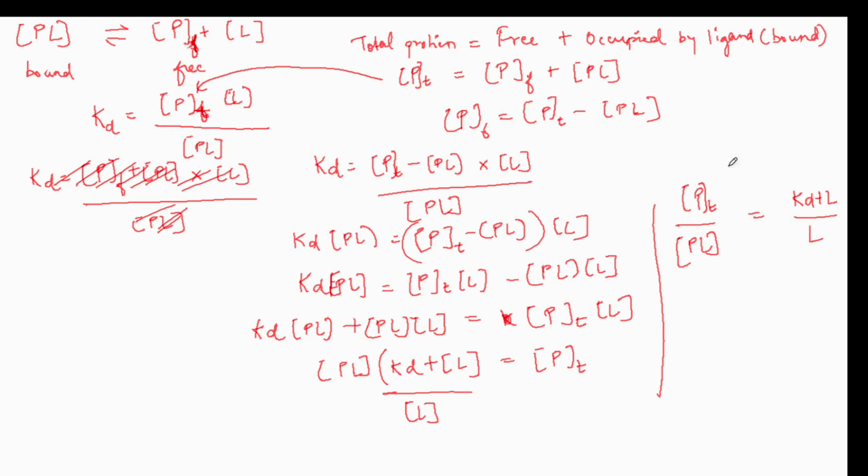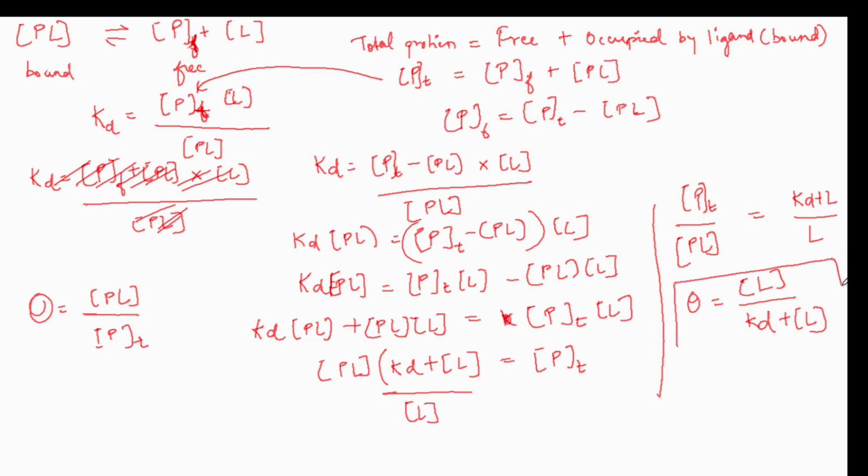But we already know what this is. I told you that theta, that is percent bound, is the fraction of bound protein to the total protein, right? So this term will become 1 by theta. So theta will be equal to ligand concentration upon Kd plus ligand concentration. We can derive this, or you can simply keep this in mind.